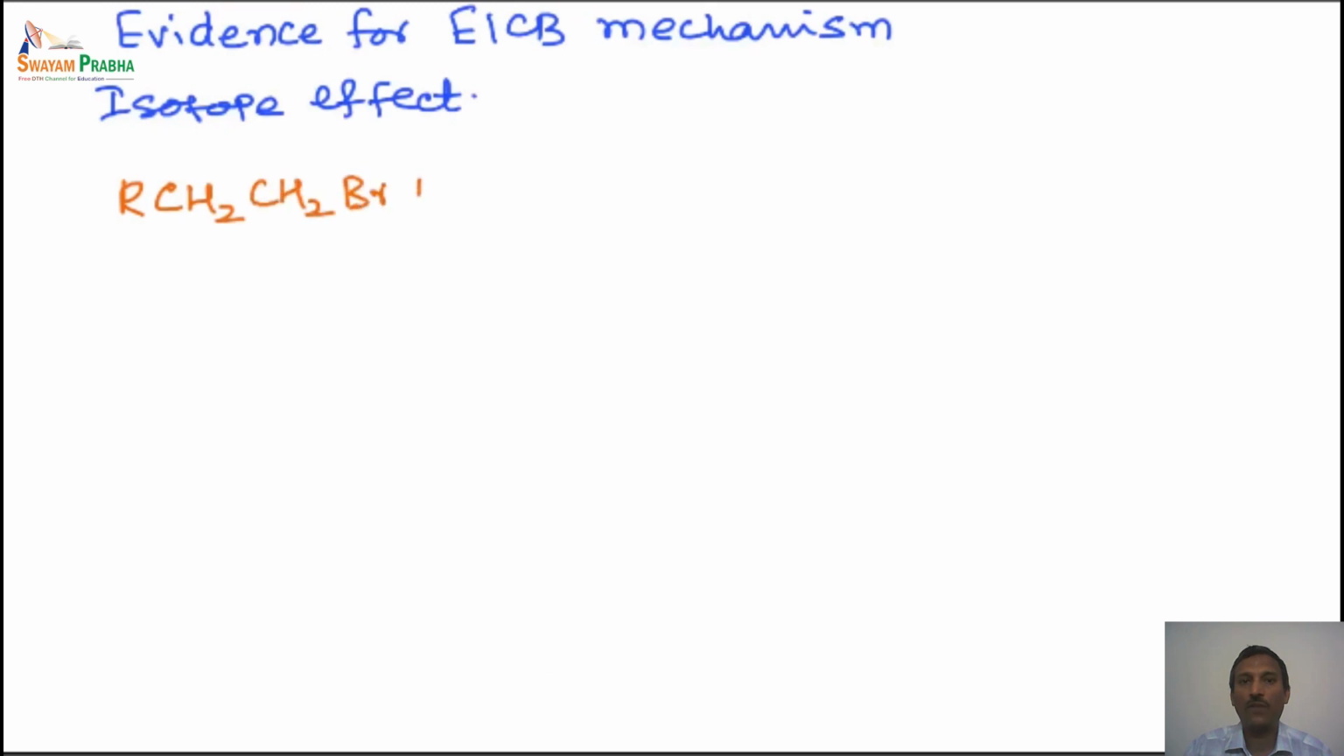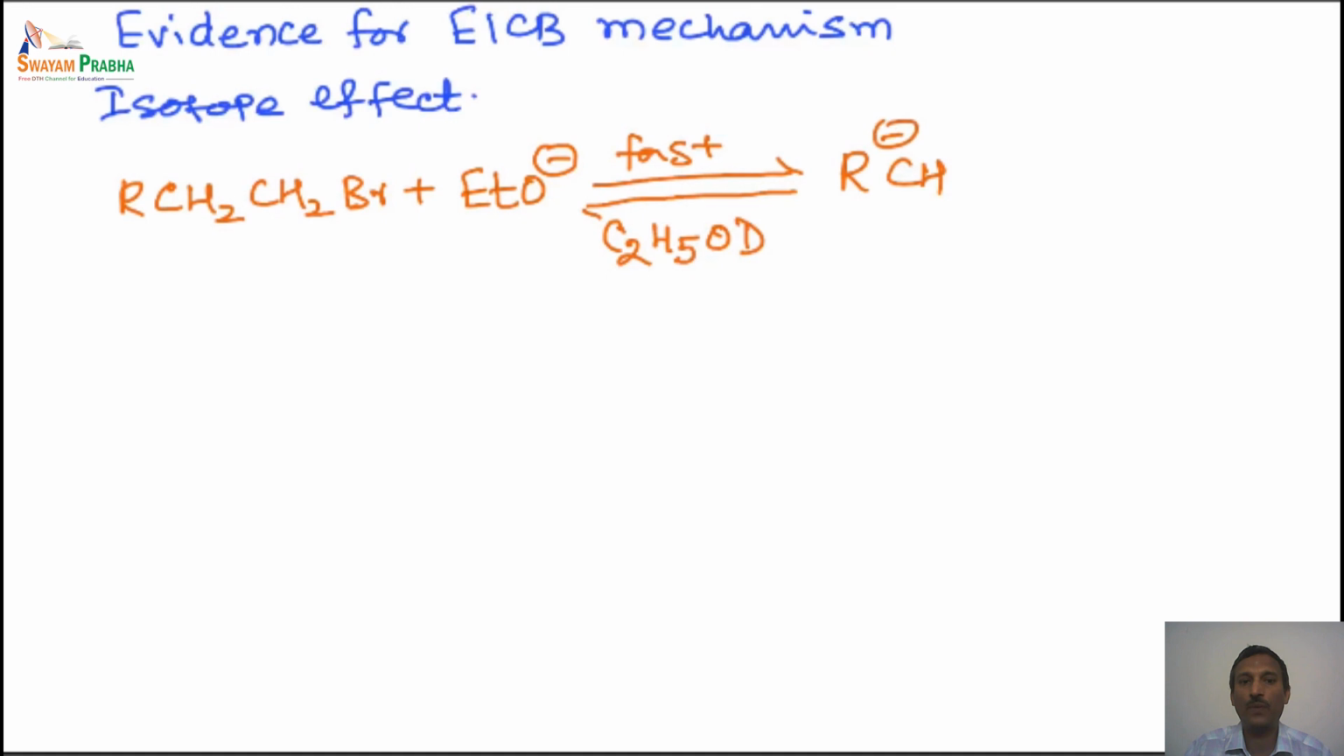Let us look at some of the evidences for the E1CB mechanism. The first one is the isotope effect, which we have seen earlier also. What is the primary kinetic isotope effect? If the replacement of hydrogen by deuterium, that is a lighter isotope by a heavier isotope, affects the rate of the reaction, then we say there is a primary isotope effect.